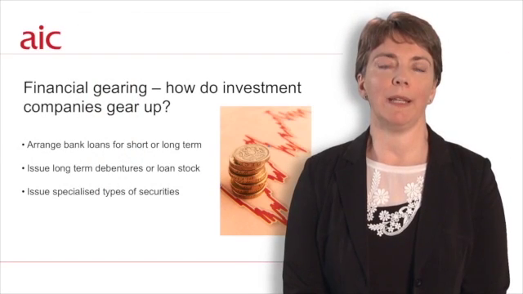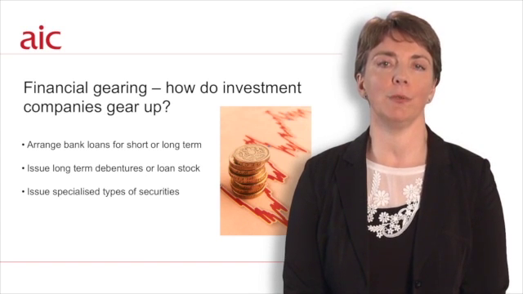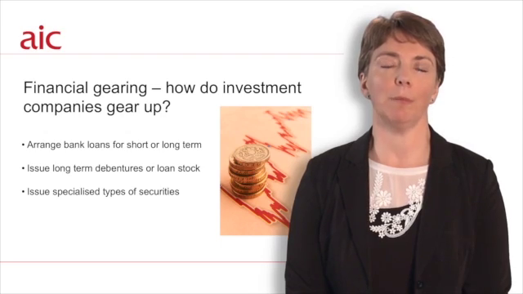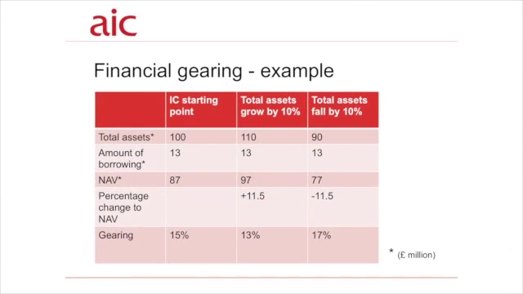The most popular way an investment company gears up is using financial gearing, and they go to a bank and arrange for a short-term bank loan, normally about 5 to 10 years. It's done on a fixed rate basis and very similar to a fixed rate mortgage that you or I might take out. Let's look at an example.